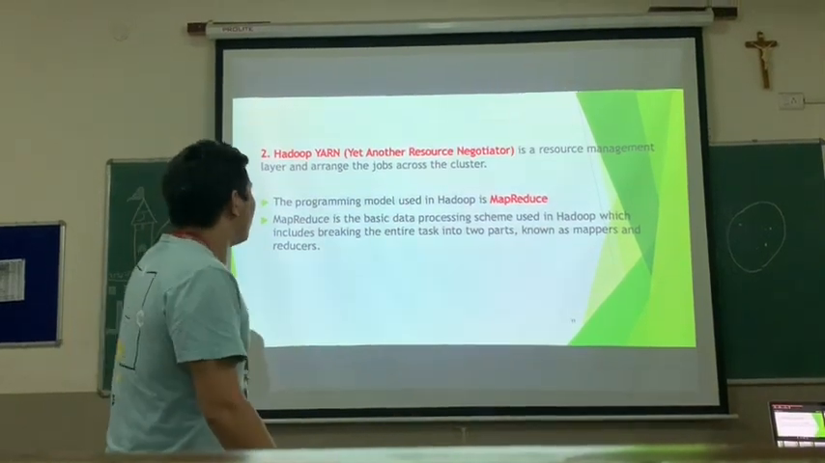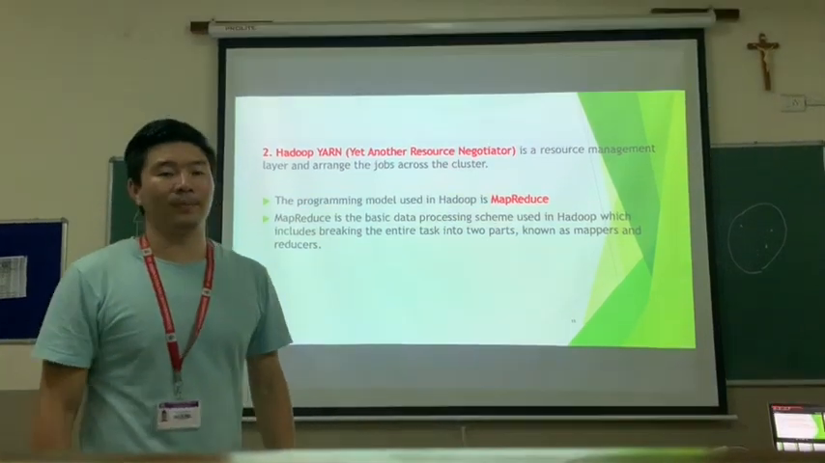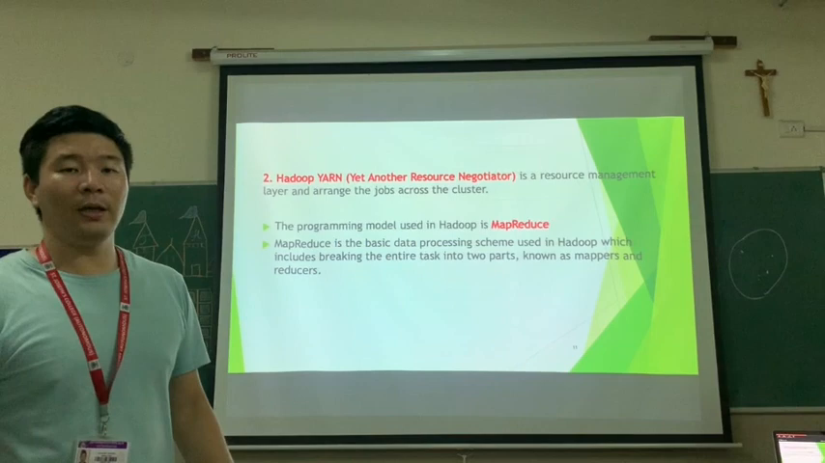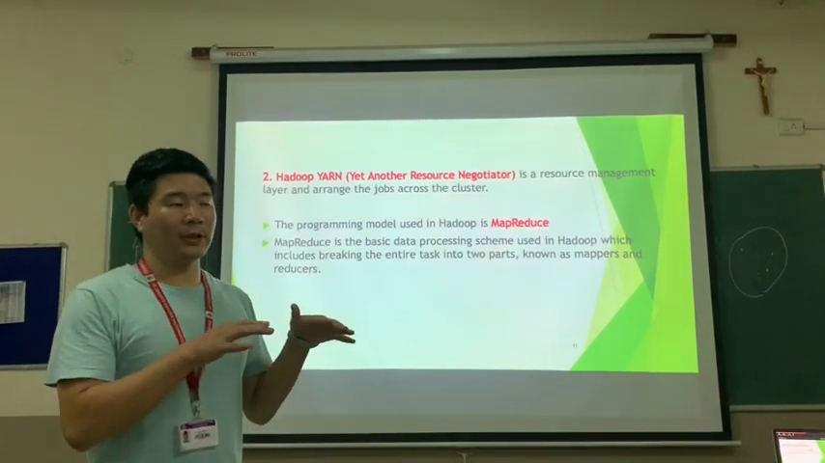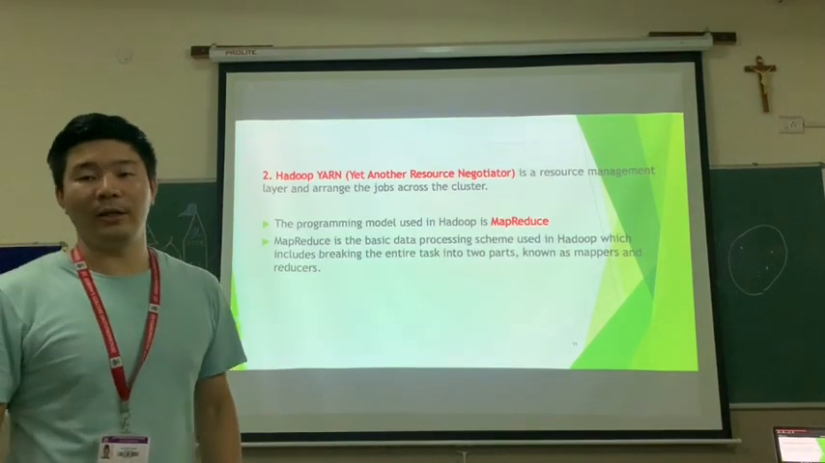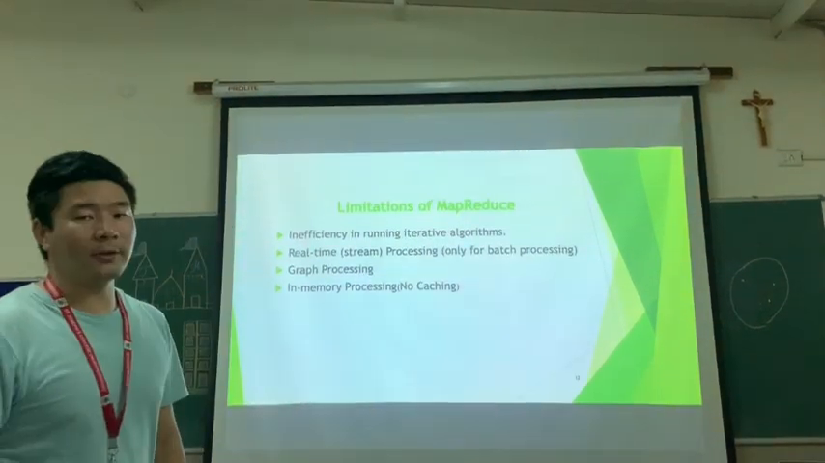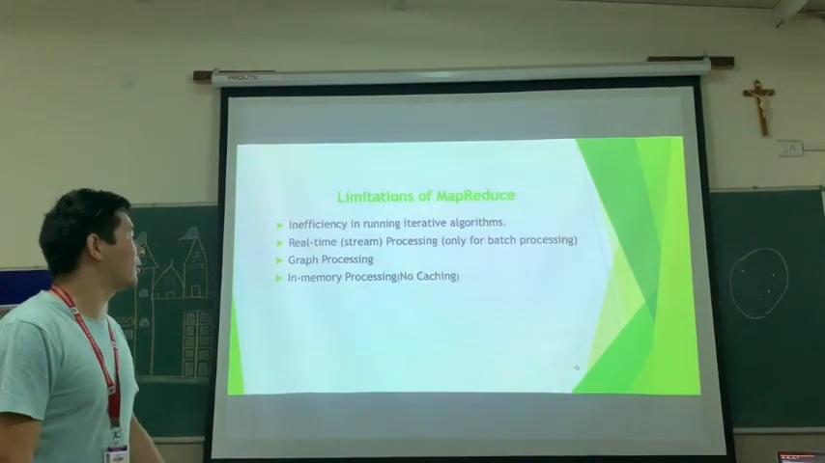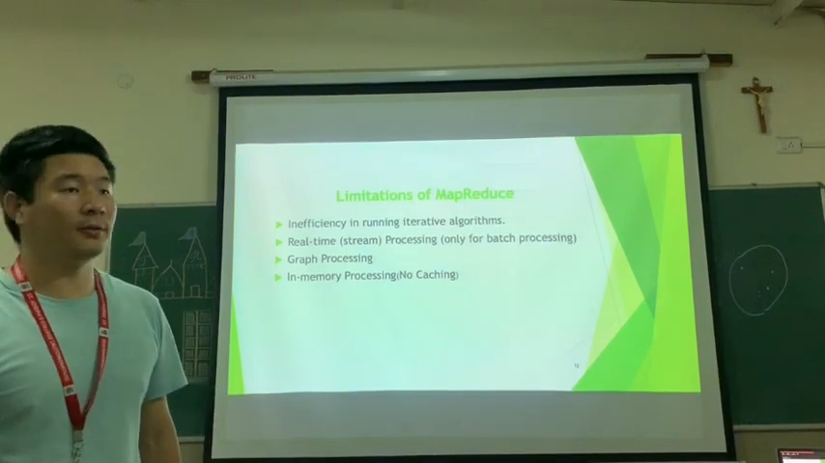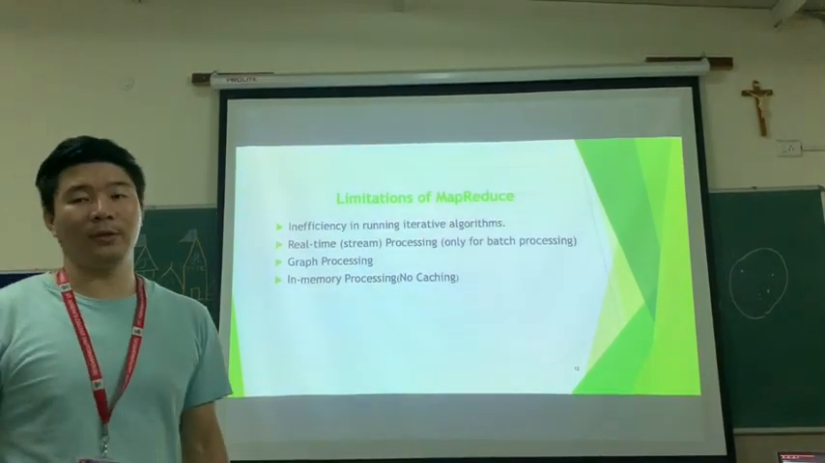The programming model of Hadoop is MapReduce. MapReduce basically does two jobs, mapping and reducing. Once it receives the data, it divides it into different parts. The limitations of MapReduce are that it is insufficient for iterative algorithms, real-time processing, graph processing, and in-memory processing.